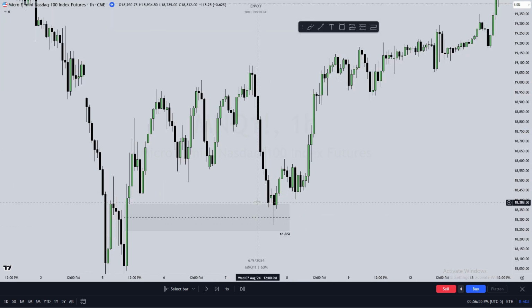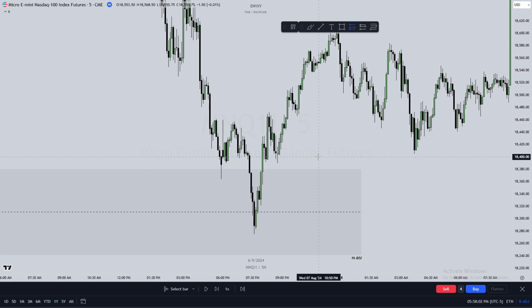So now let's look at the reaction off this 1-hour BISI, and let's look for the 5-minute market maker model, also applying the IRL to ERL. So this will be our drawn liquidity. Coming down to the 5-minute time frame, we can see this is the correctly aligned time frame for the 1-hour BISI. We have many entry models right here that we can use.